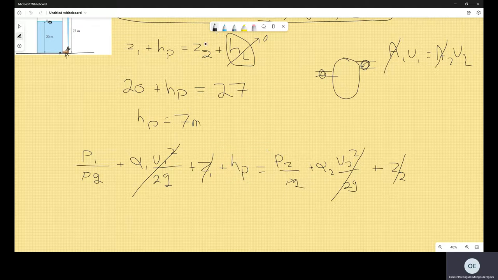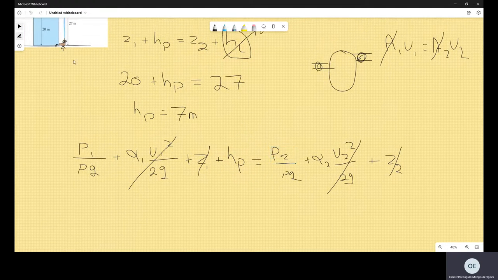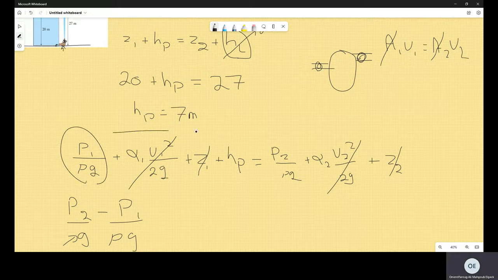So we can rearrange the equation and find the pressure difference. The pressure at point two is higher because we said the pump increases the pressure. So the pressure at point two is higher than that at point one. So we need to find P2 minus P1. So P2 minus P1, divided by rho g, we brought P1 to the right-hand side, is equal to the head of the pump.